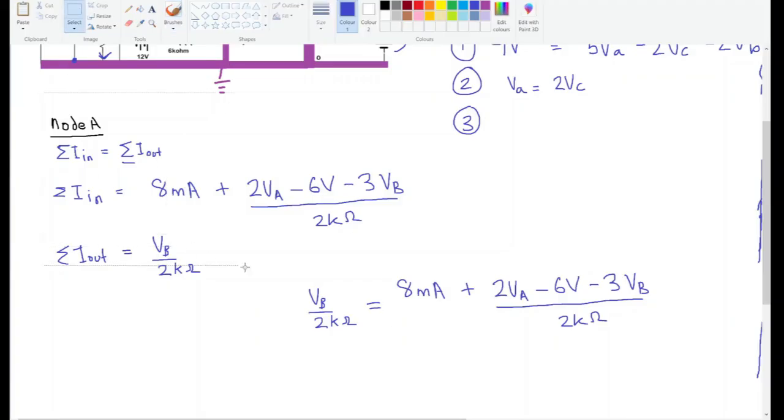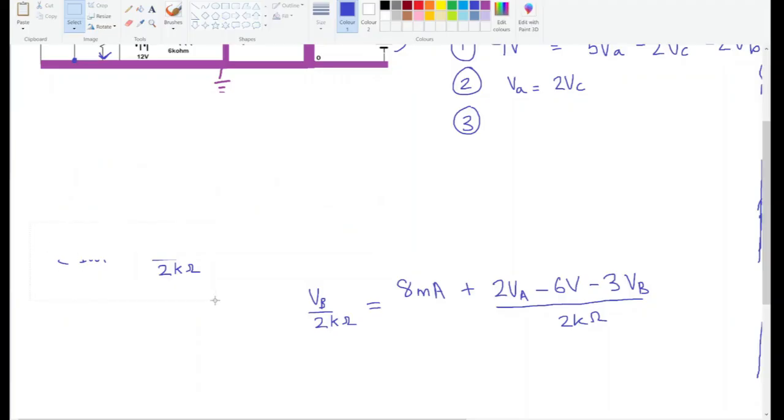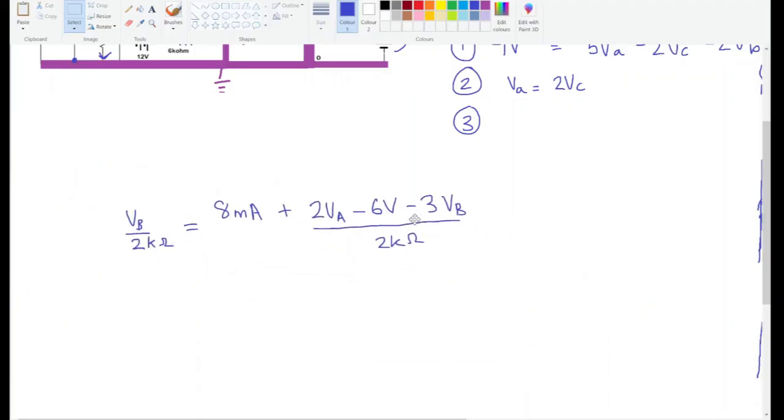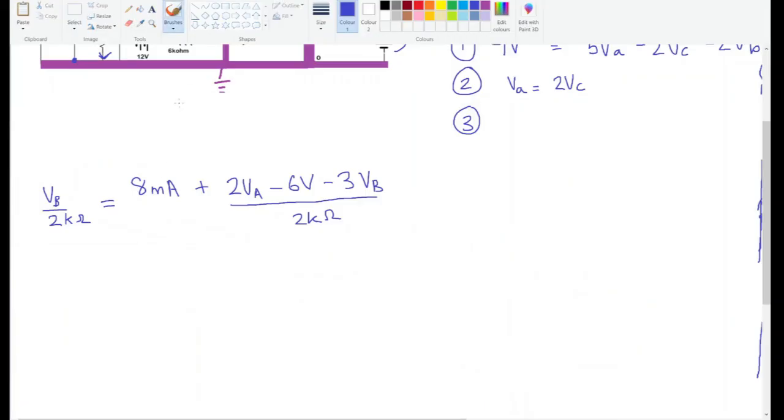And that just means I can get rid of all this to make us some more space. Okay, so now we should probably simplify this a little bit as well. Both sides are over 2 kilo ohms, so we can just multiply both sides by 2 kilo ohms, and we'll get rid of the denominators. So we'll have VB is equal to 2 kilo ohms multiplied by 8 milliamps plus 2 VA minus 6 volts minus 3 VB.